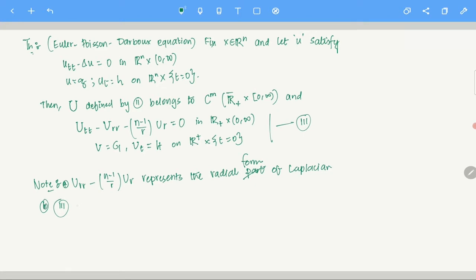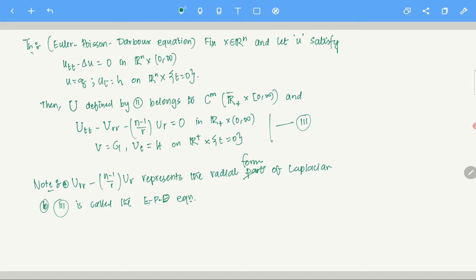So 3 is called, I am not writing all the time, you already understood, the Euler-Poisson-Darboux equation, EPD equation, clear? Right. So this is named after three mathematicians, Euler, Poisson and Darboux. Okay, so let us proceed with the proof of the theorem.